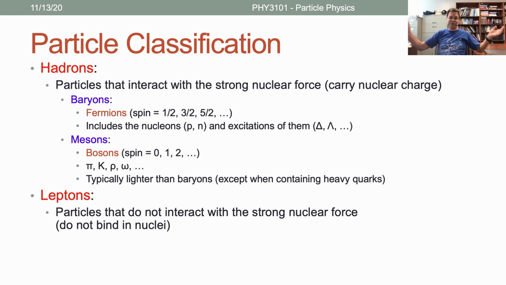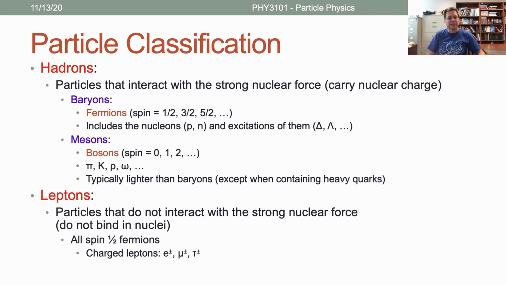Now, what family does the electron belong to? The electron does not bind in the nucleus. So it is in a family of particles called leptons, those that don't bind in nuclei, and they're all spin 1/2 fermions as far as we know. We don't have an example of a boson. The charged leptons include our friend the electron and its antiparticle, the positron, e minus and e plus. But there is also the mu meson or muon, plus and minus, and there's also the tau lepton, plus and minus.